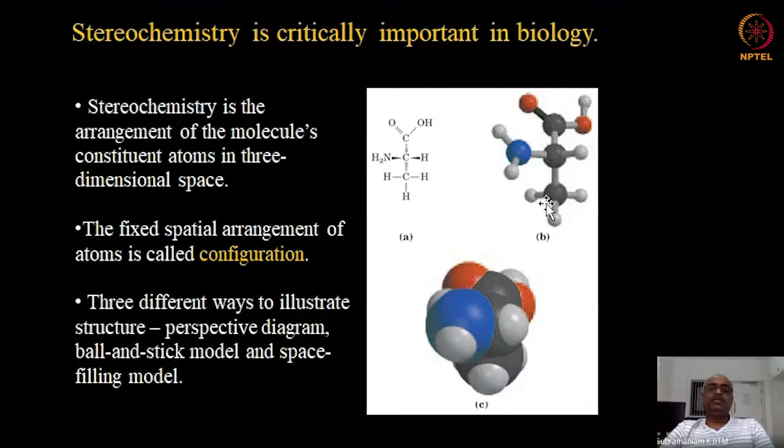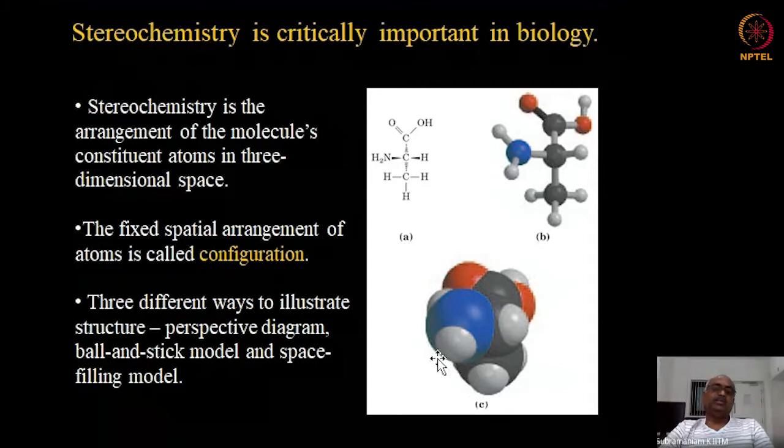But when you go to the ball and stick model, you get an idea of the length of the bond. For example, what is the length between this atom and this atom, the bond length. That is indicated by the length of the line. And then you have the angle also visible. For example, the bond angle between this and this is indicated.